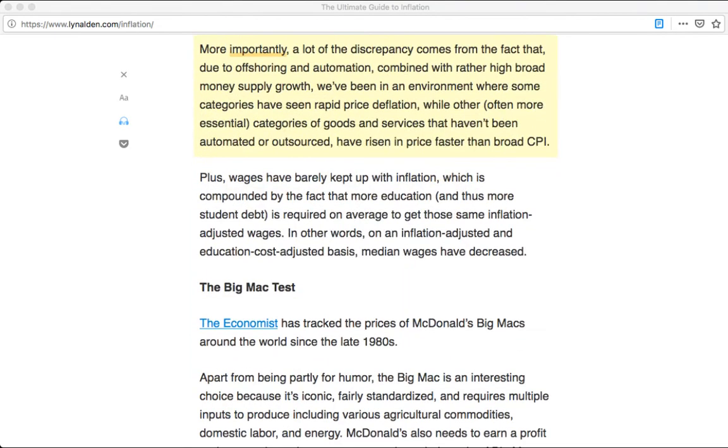More importantly, a lot of the discrepancy comes from the fact that, due to offshoring and automation, combined with rather high broad money supply growth, we've been in an environment where some categories have seen rapid price deflation, while other, often more essential categories of goods and services that haven't been automated or outsourced, have risen in price faster than broad CPI. Plus, wages have barely kept up with inflation, which is compounded by the fact that more education, and thus more student debt, is required on average to get those same inflation-adjusted wages. In other words, on an inflation-adjusted and education cost-adjusted basis, median wages have decreased.